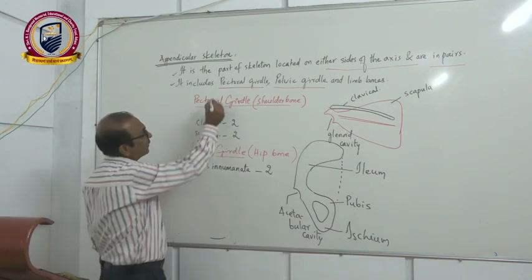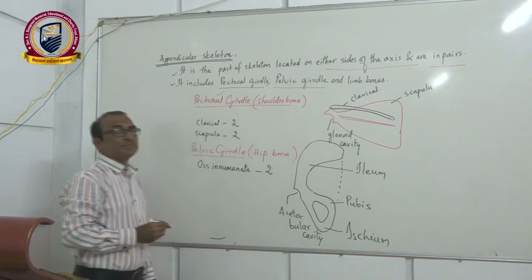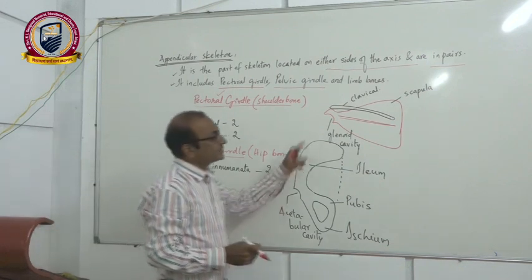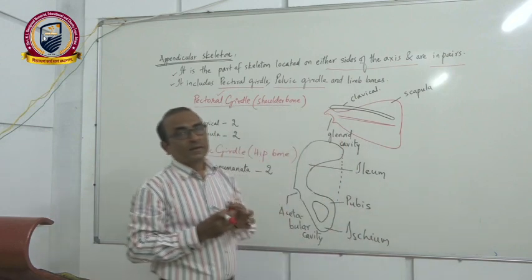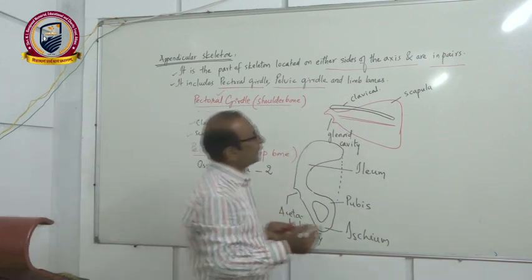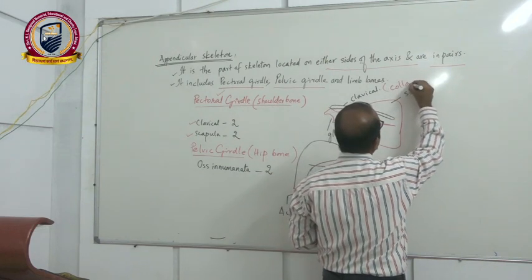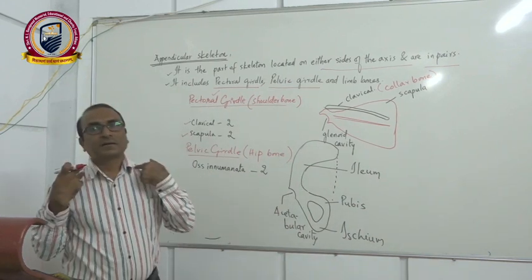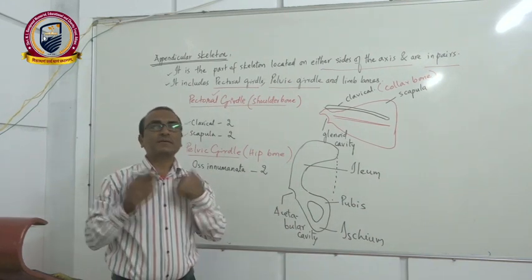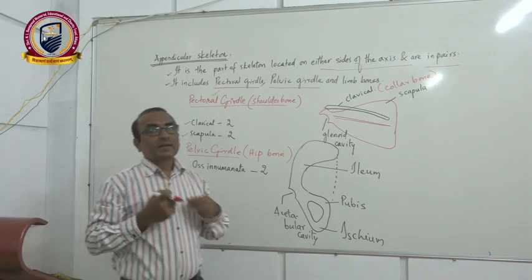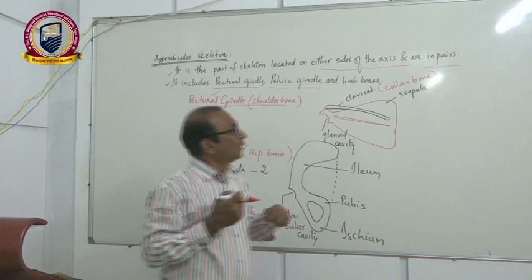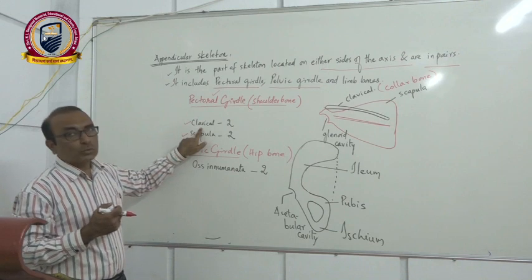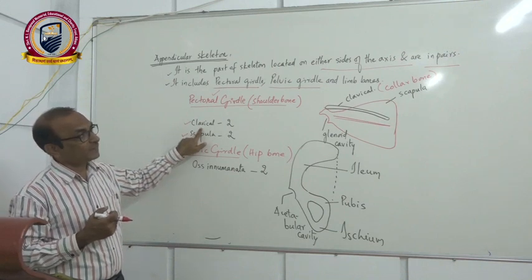Now let us take up pectoral girdle. It is made up of two bones. One is clavicle and the other is scapula. Clavicle is in front, a bone which is also called collar bone, because it is at the base of neck. One from this side, one from the other side. They join in the center, so that clavicle is one bone. So two clavicles are there, one from the right side, another from the left side.